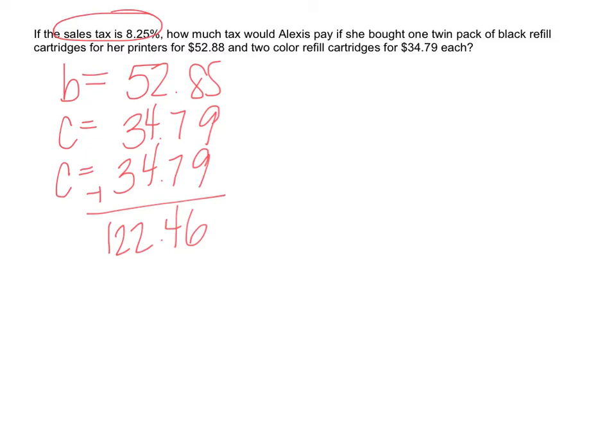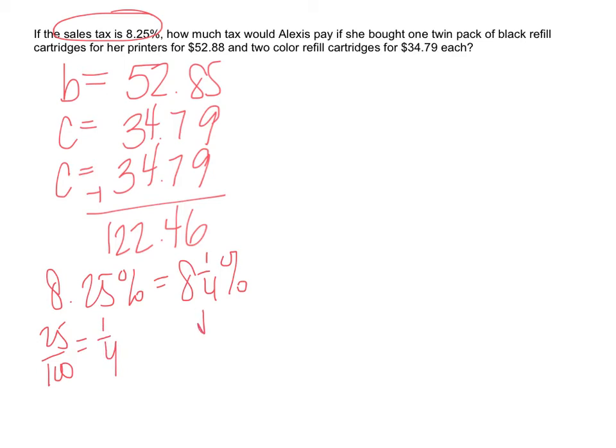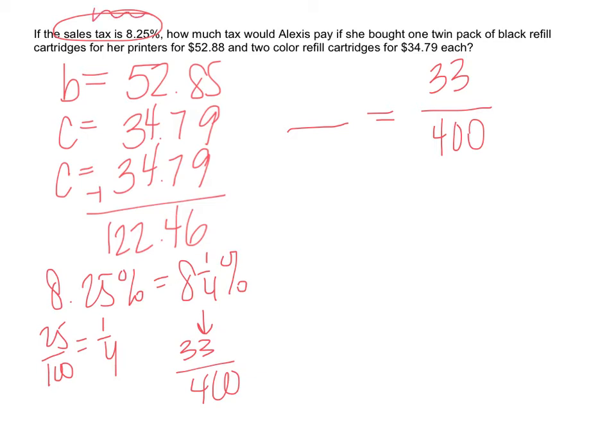Now we can create our proportion. 8.25% is the same thing as 8 1/4%, because this would be 25 over 100, and I can reduce that to 1/4. So this, as a percent, is going to be 33 over 400. So if we set up our proportion, that is going to go where the percent side goes. Now I'm trying to figure out my sales tax. What is this going to be? So that's part of my total. So this is going to be my unknown, my sales tax. And my total is just what I found out from my total bill.